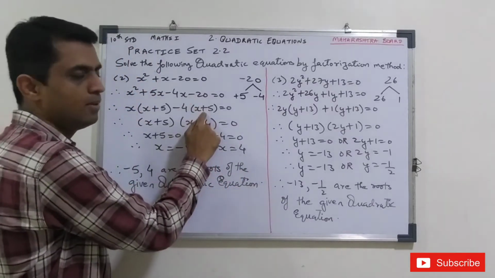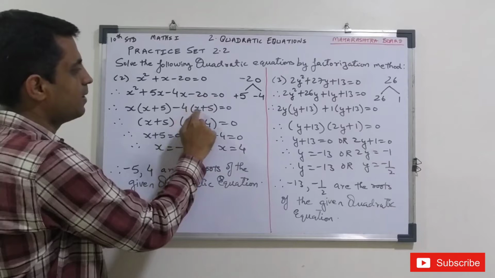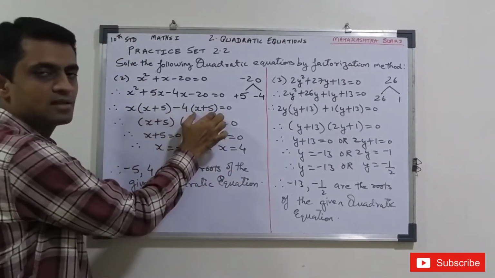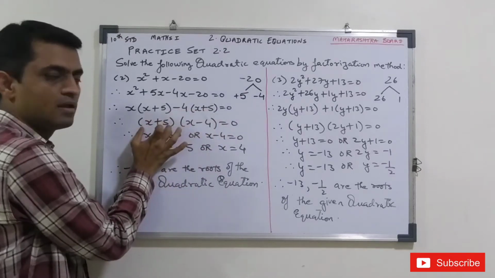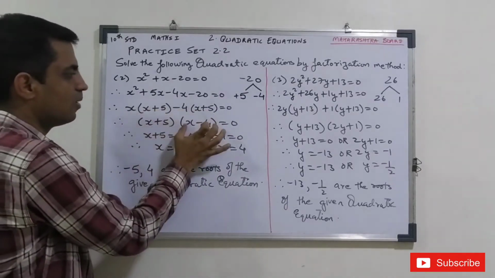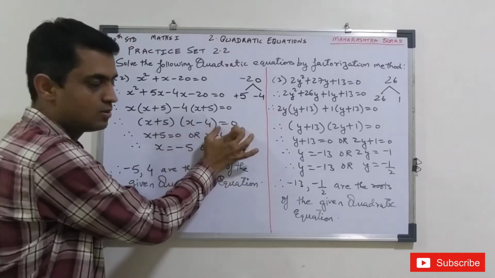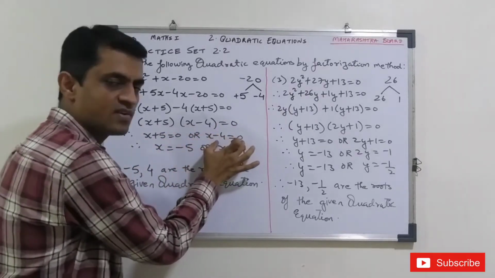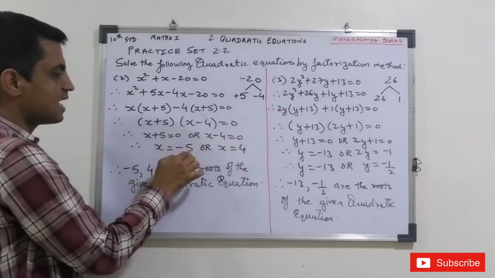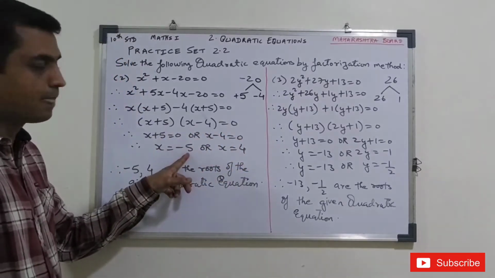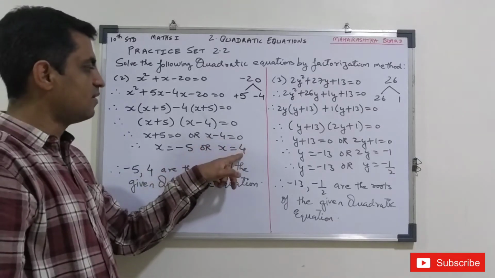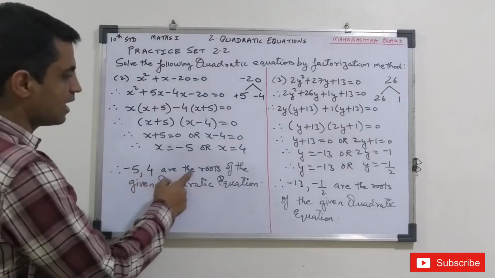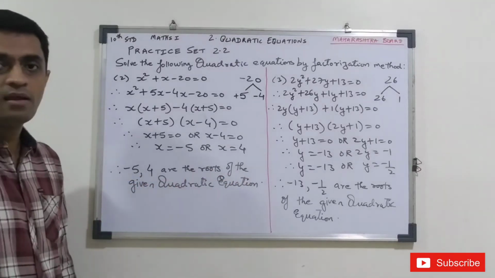So minus becomes plus. 20 divided by 4 will give you 5. Both the brackets are the same. Now what is common? x plus 5. What is uncommon? x minus 4 is equal to 0. Compare with 0: x plus 5 is equal to 0 or x minus 4 is equal to 0. Take 5 this side, you will get minus 5. Take minus 4 this side, you will get plus 4. So the final answer: minus 5, comma 4 are the roots of the given quadratic equation.